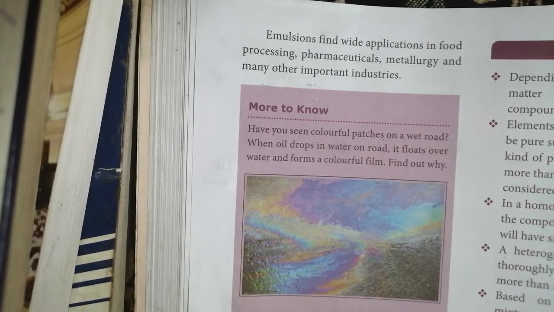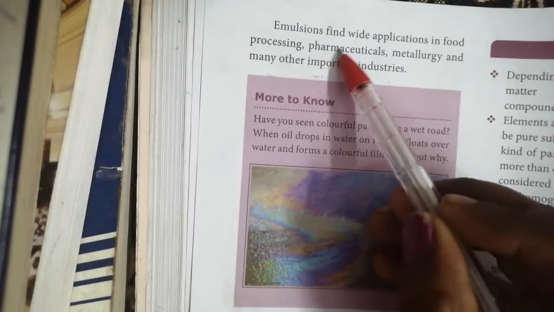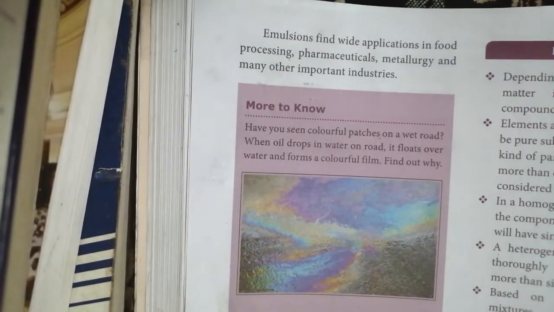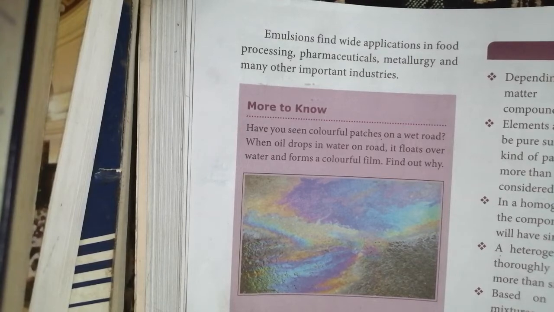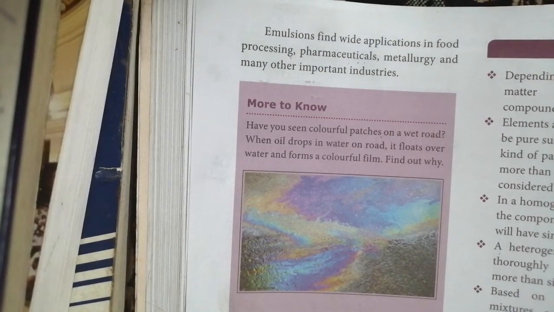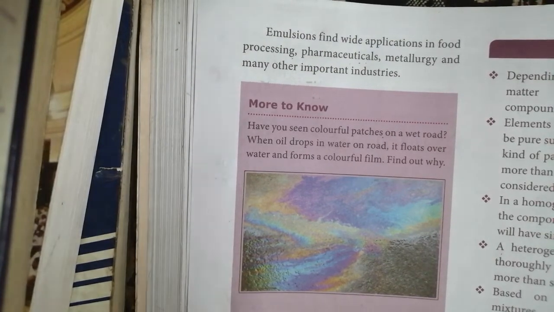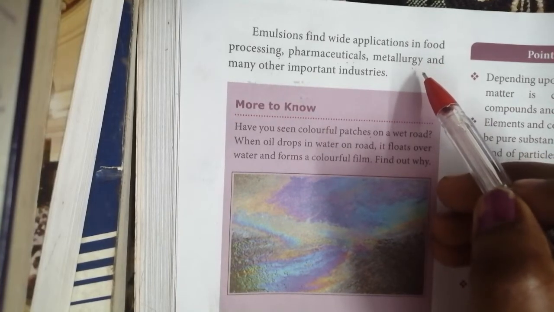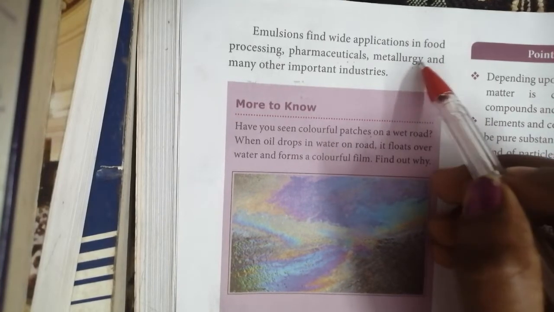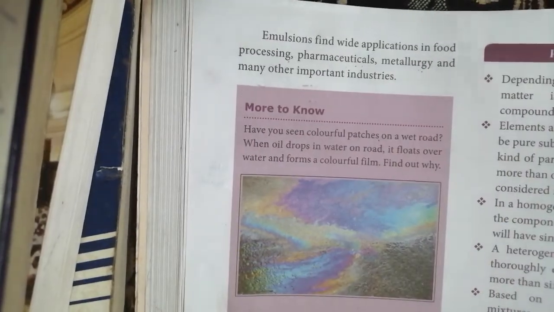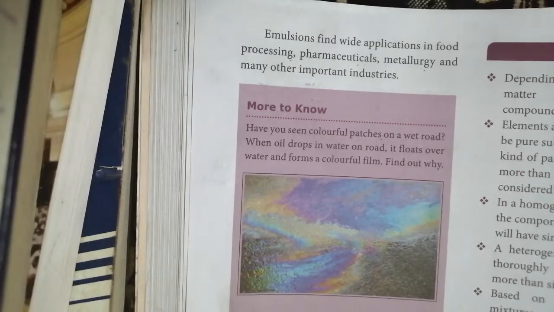What are the applications of emulsion? Emulsions find wide applications in food processing, to prepare food. Now we only discussed cream and milk. And in pharmaceuticals, to prepare medicines like cough syrups and some other syrups. And in metallurgy, to study about metals. Many other important industries also use this emulsification process.